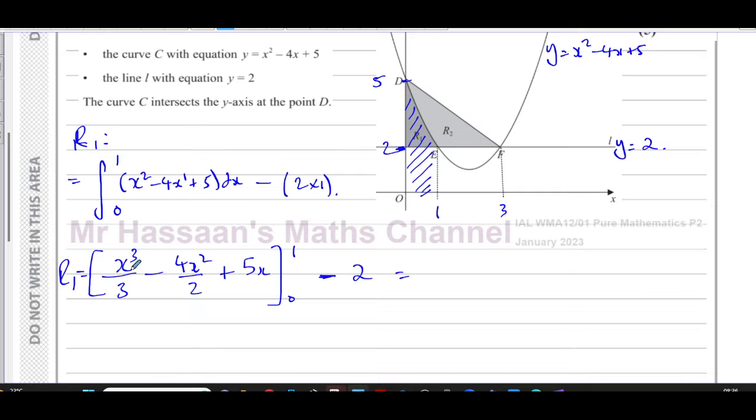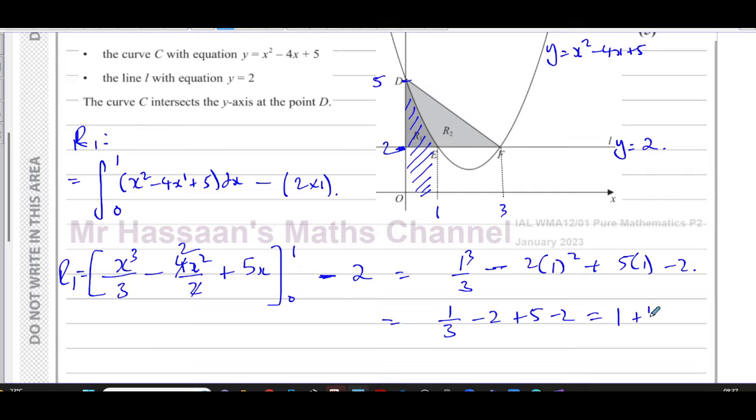Okay, so let's see what that gives us. First of all, this becomes 2x squared. When you put 0 in here, this whole thing is going to become 0 because there's an x in each term. So we're just going to put 1 in here. So 1 instead of x is going to be 1 cubed over 3 minus 2 times 1 squared plus 5 times 1 and then minus 2. So you end up with 1 over 3 minus 2 plus 5 minus 2. So that's going to be 5 minus 4, which is 1.